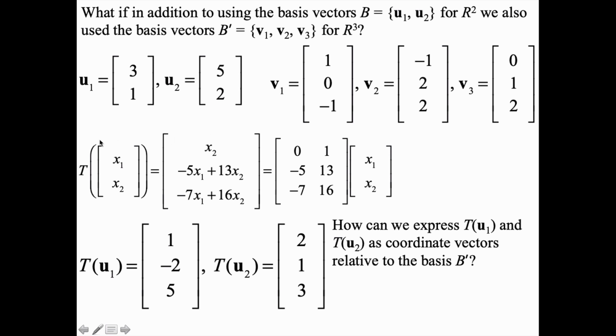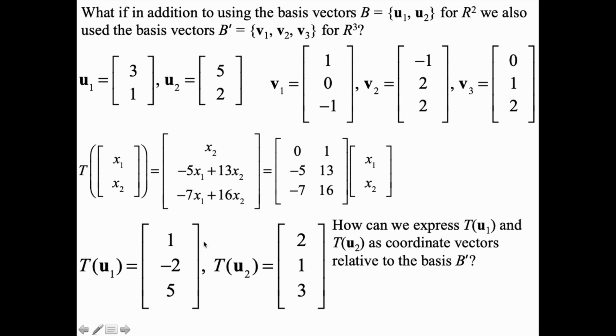Well, we still have that same formula, right? The question is, how can we express the transformation for U1 and U2 under this transformation matrix that we had? How can we express those two transformations as coordinate vectors relative to basis B prime? We already know the transformation of U1 under this structure is 1, negative 2, 5. We already know the transformation of U2, which is this vector 5, 2, under this structure, is 2, 1, 3.